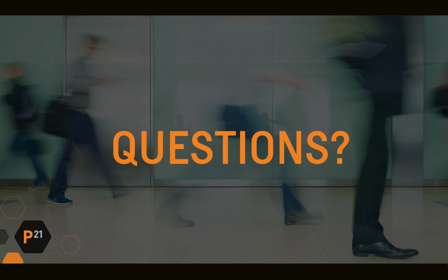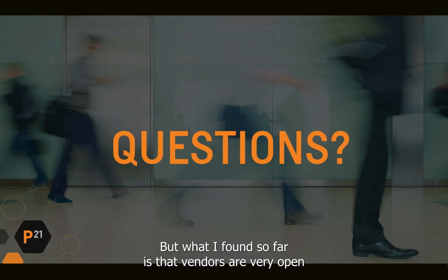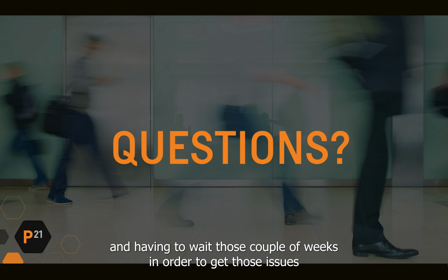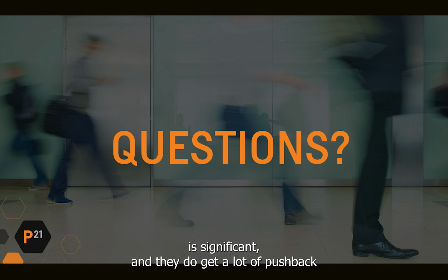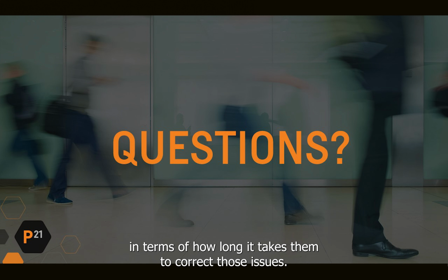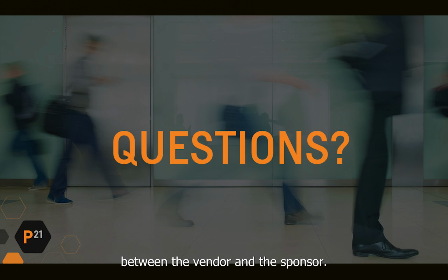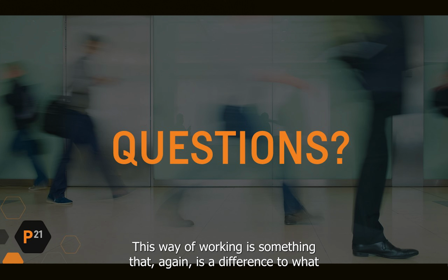they've been working together. But what I found so far is that vendors are very open to some changes in this space. The amount of time that it takes them to navigate issues in a spreadsheet and having to wait those couple of weeks in order to get those issues is significant. And they do get a lot of pushback in terms of how long it takes them to correct those issues. And that can cause a lot of issues between the relationship between the vendor and the sponsor. And this way of working is something that, again, is a difference to what they've been used to.